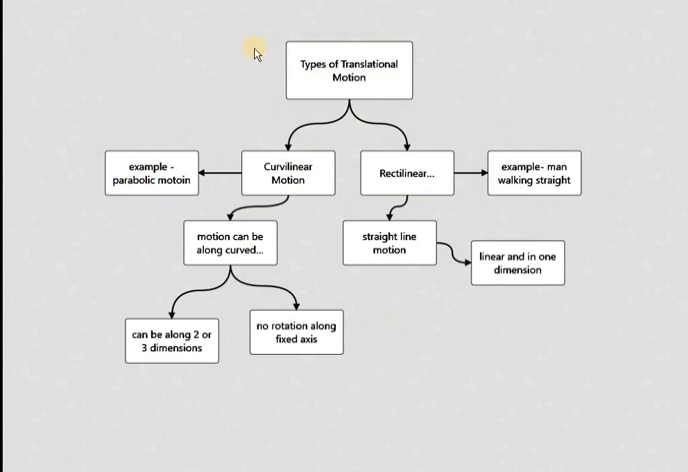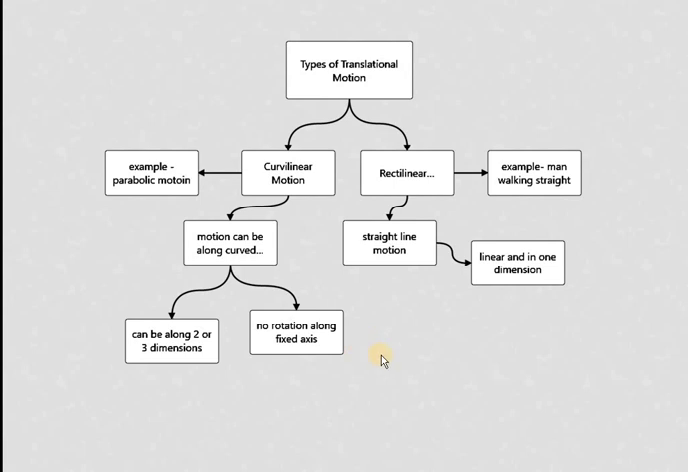Now let's see the flow chart. Types of translational motion is divided into two: curvilinear and rectilinear. Rectilinear, example, a man is walking along a straight line. Rectilinear means straight line motion, and this is one-dimensional motion. Can be along x-axis, can be along y-axis, but it cannot be in the xy plane. Whereas curvilinear motion, parabolic motion, the example which we have seen just now, it is along a curved path. It can be in two-dimensional or three-dimensional. Okay, there is no rotation.